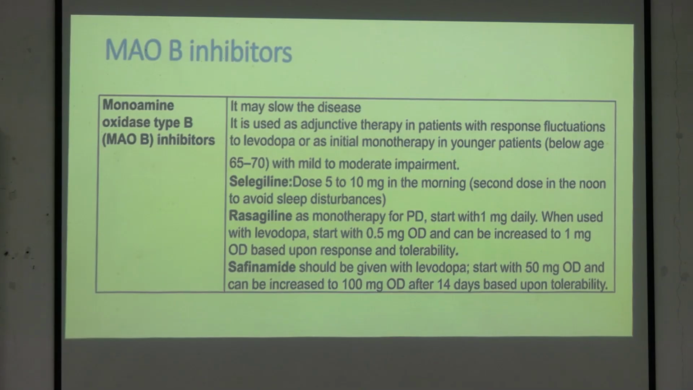Now, MAO inhibitors are also in use for Parkinsonism. They may slow the disease. They are used along with levodopa for levodopa response fluctuation.